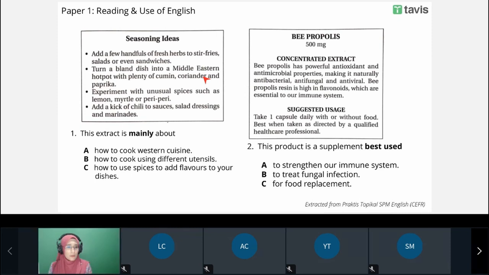Like here it says cumin, we have coriander, we have paprika. Maybe some of you are not familiar with this type, but this is just to tell you briefly that there are other spices as well. Like when you cook curry, right? When you cook curry, you need to have your cinnamon, right? You need to have your cloves, you need to have your star anise, yeah, bunga lawang, right? Bunga lawang, it looks like a flower, right? So we have those when we cook curry, and we do have curry leaves as well, right?